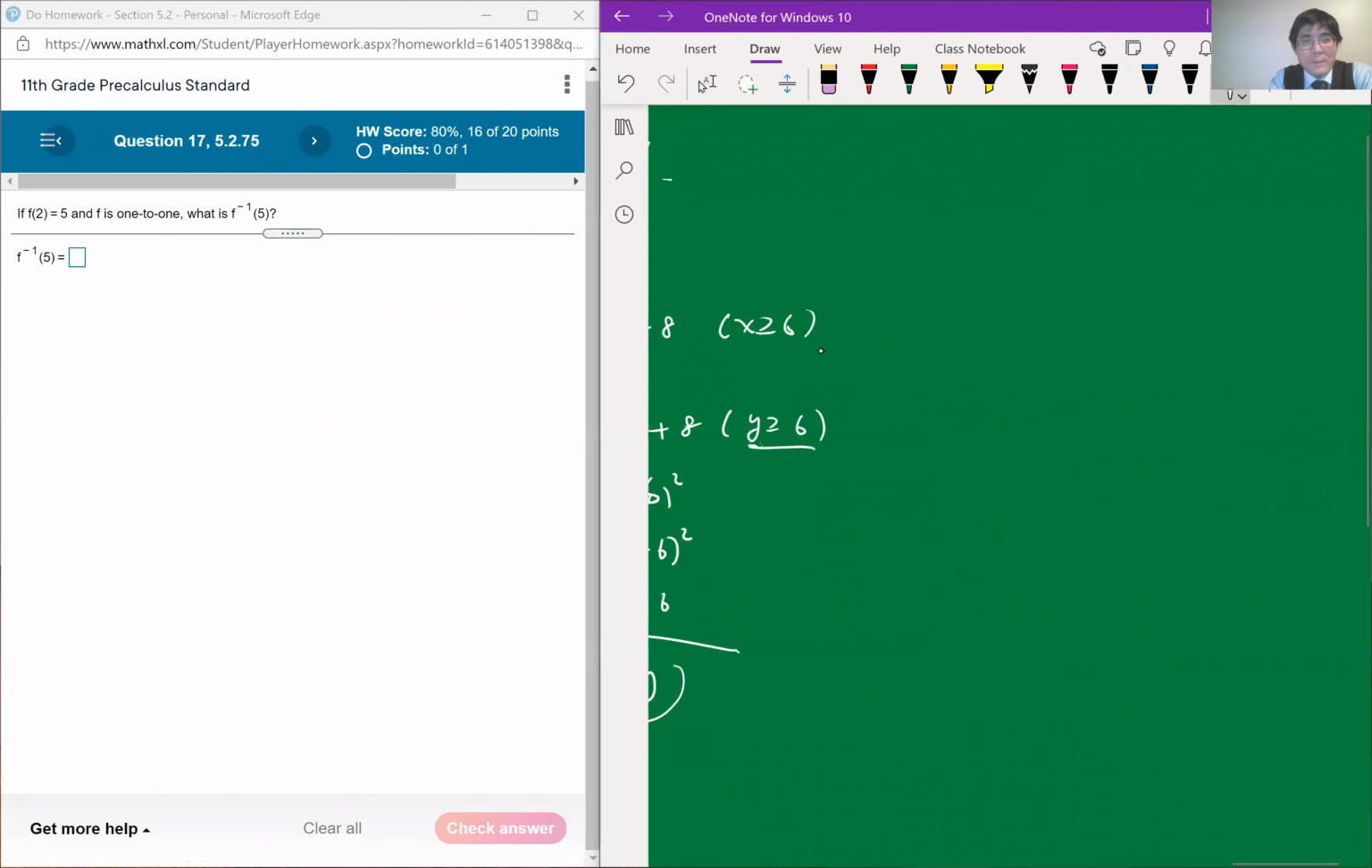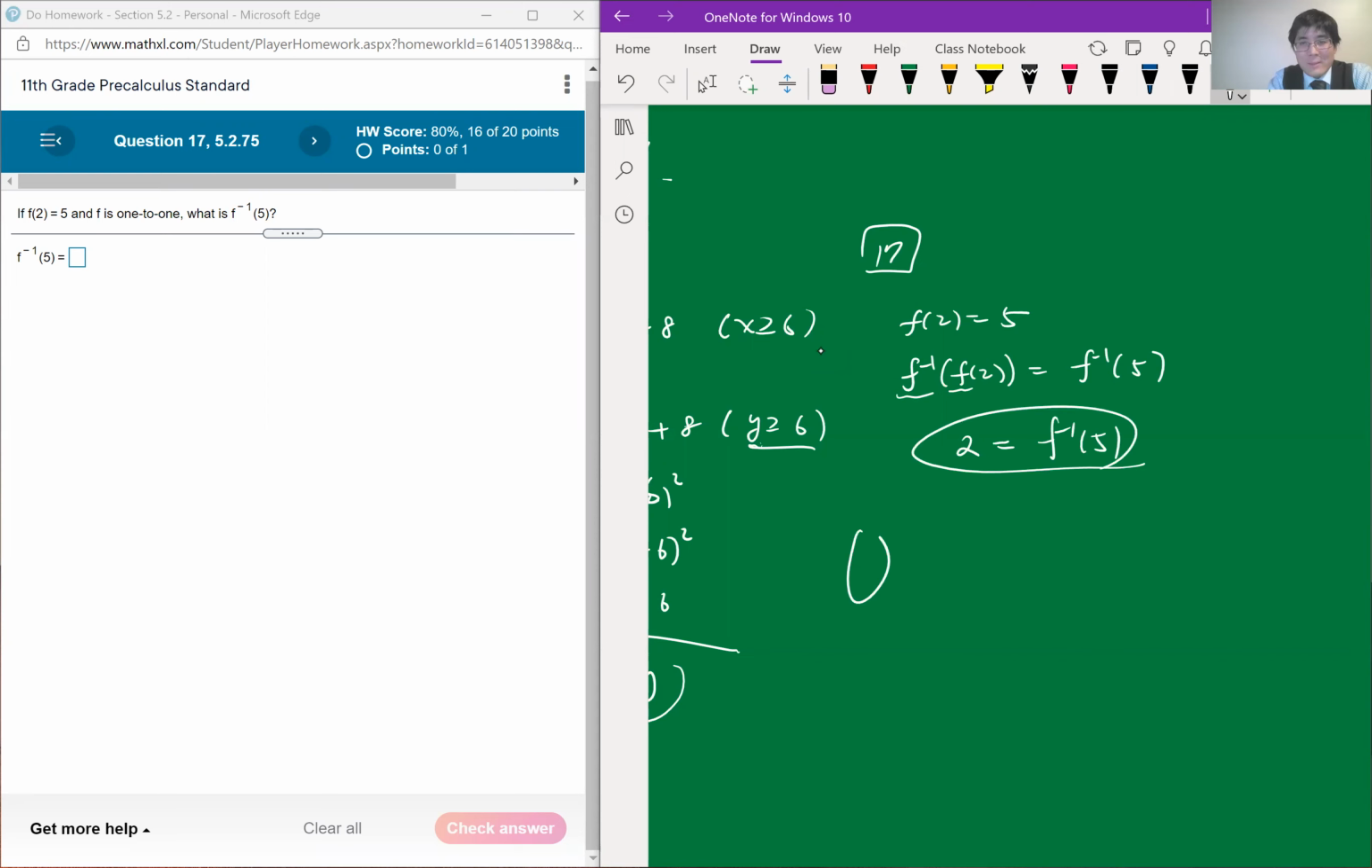Number 17. Suppose f of 2 is equal to 5 and f has an inverse function. Then what is f inverse of 5? Basically, you input both sides of the equation into f inverse. Now f and f inverse cancel each other. You're going to get 2 equal to f inverse of 5. The idea is like this: the function sends 2 to 5, so its inverse should send 5 to 2. So the answer is very simple. It's going to be 2.